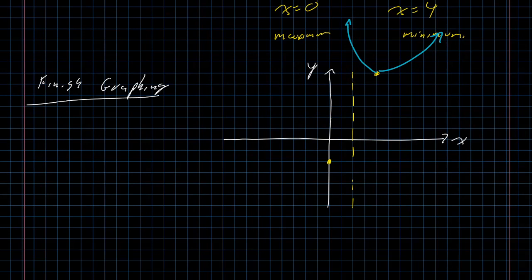Likewise, the other point that we have, x equals 0, we know is a maximum, which means that the only thing we can do is just go straight downward. Something kind of like that.